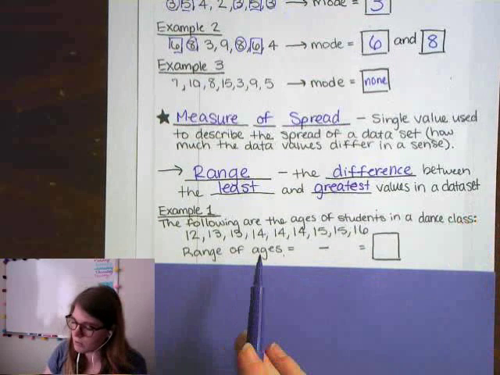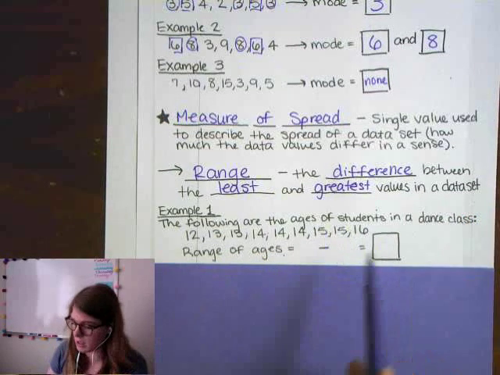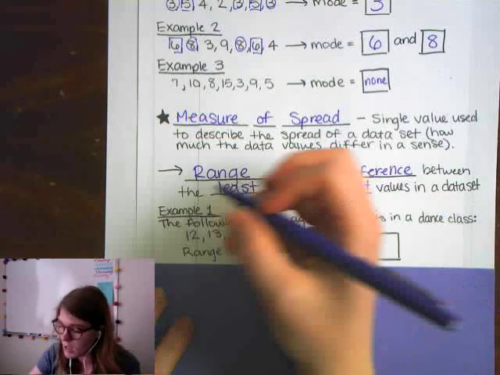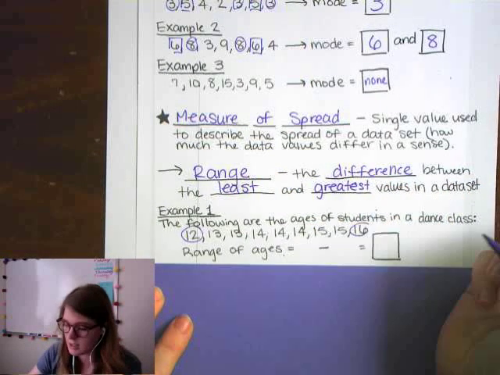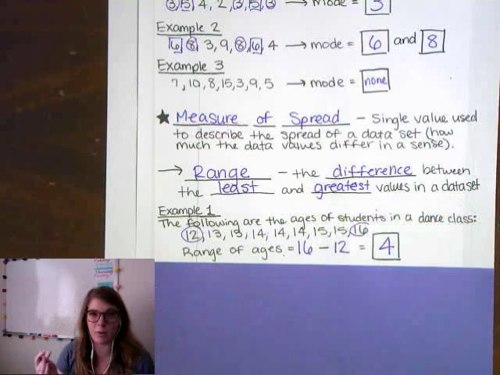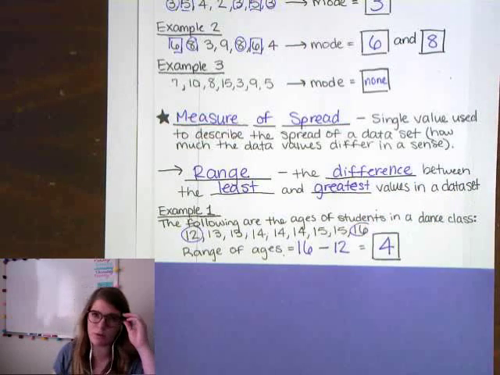So the following are the ages of students in a dance class. So I went ahead and put these in order from least to greatest for us just to save some time. But the least is 12, the greatest is 16. So our age range is 4 years. Everybody's within 4 years of each other. And that's helpful. That's super helpful information.